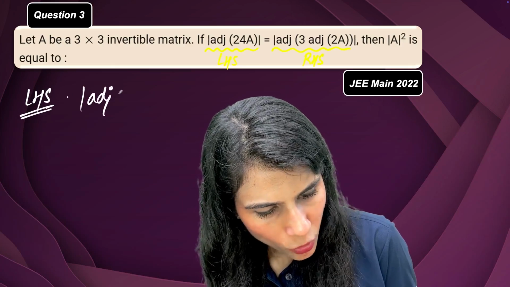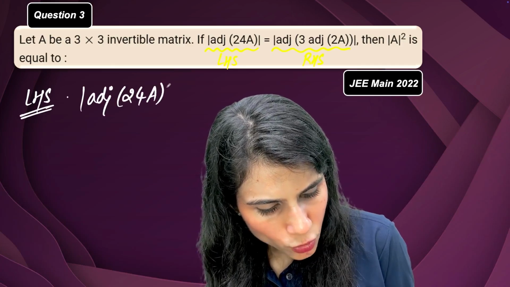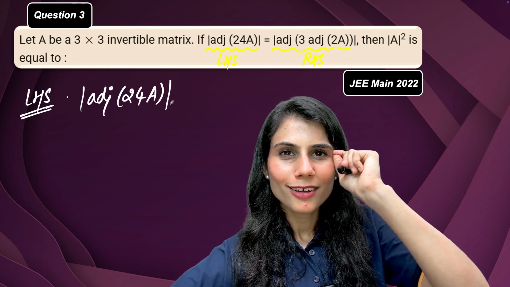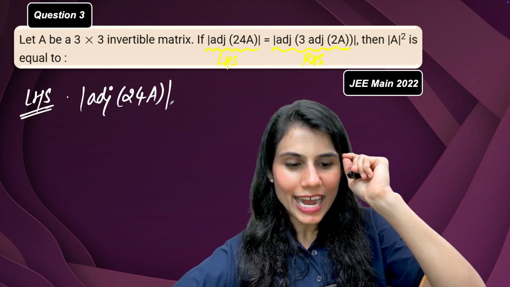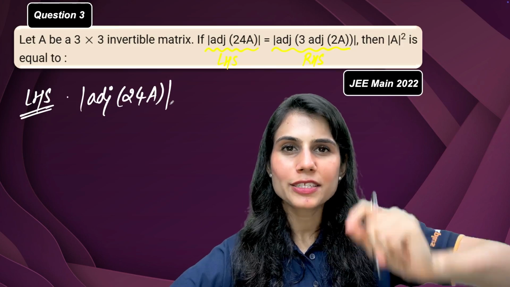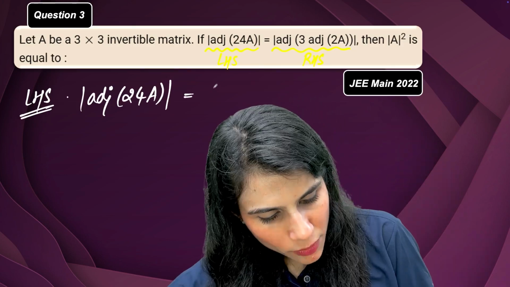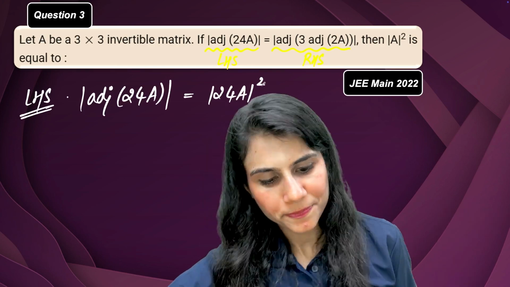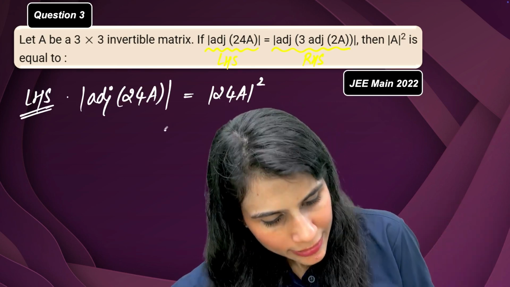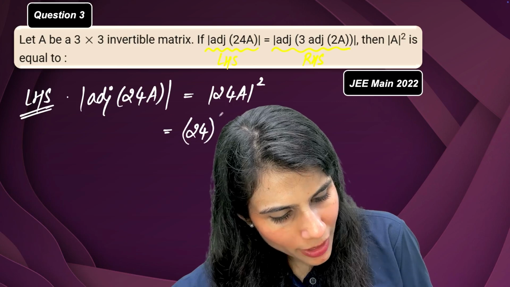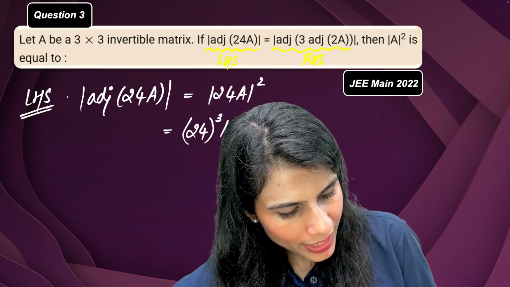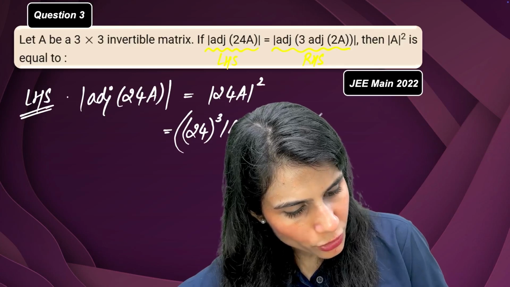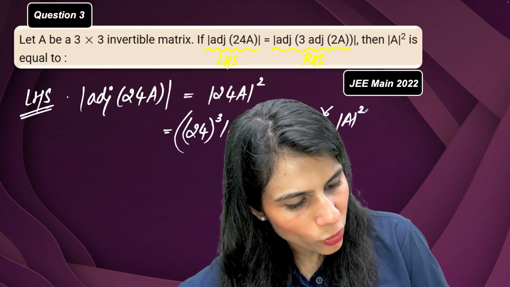Determinant of adjoint of 24A. Super duper simple. Directly it is hitting which nerve? I am able to recollect determinant of adjoint of A is determinant of A to the power n minus 1. This will be determinant of 24A to the power n minus 1. 3 minus 1. This will give you 24 to the power 3 determinant of A whole square. This will come out to be 24 to the power 6 determinant of A whole square.